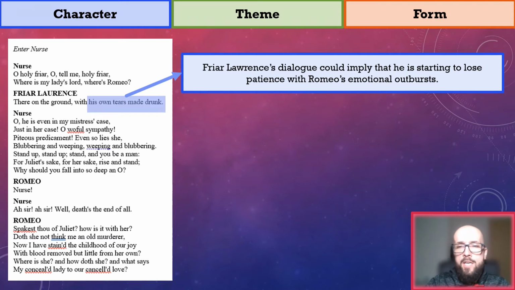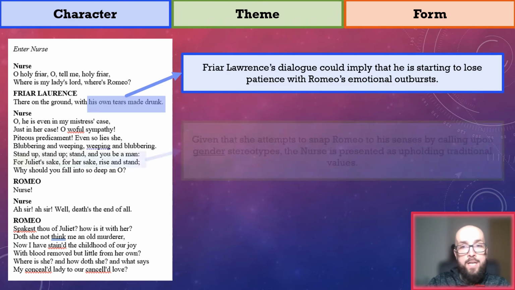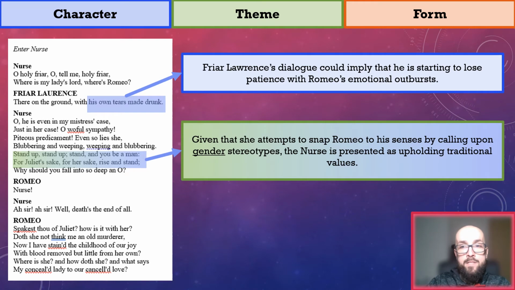She does this when she commands Romeo to be a man for Juliet's sake and stand up. This command particularly sees the nurse call upon gender stereotypes in an attempt to bring Romeo to his senses, which suggests that she upholds traditional values. In other words, by telling Romeo that he should stand up and be a man, we see the nurse attempt to appeal to his masculinity to get him to behave in a different way.